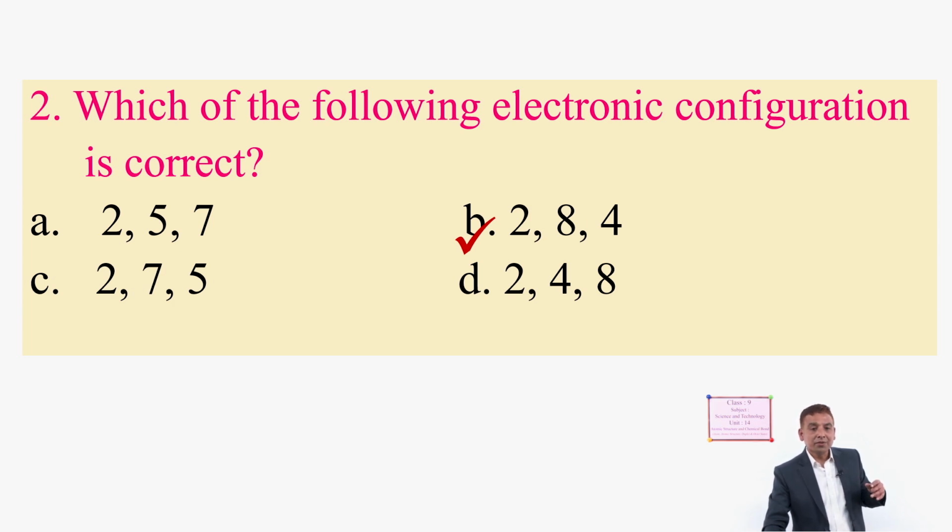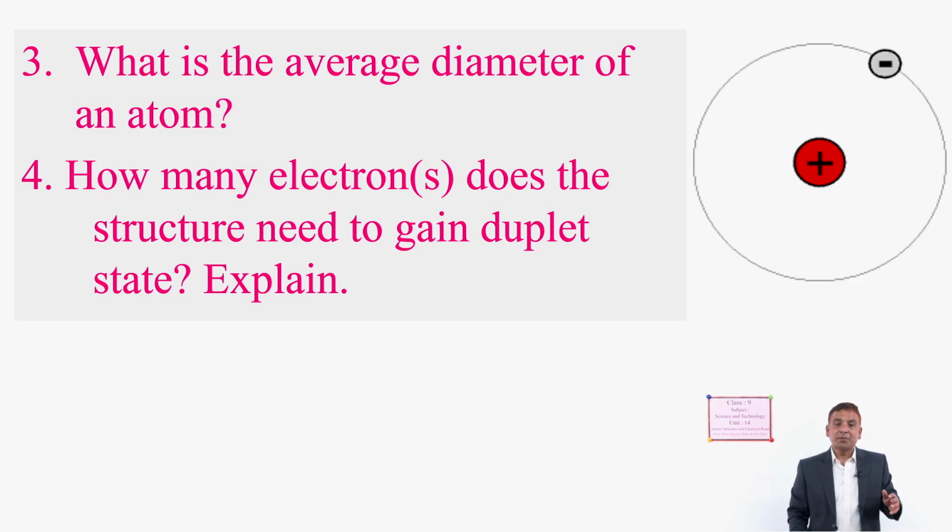In C also, at the K shell there are 2 electrons, but in the L shell there are 7 electrons. The L shell should have 8 electrons, because we have more electrons, so it is also incorrect. In D also, in the second orbit there must be 8 electrons. So B is the correct answer for this question. Now, in the same way, we can discuss another question: what is the average diameter of the atom?